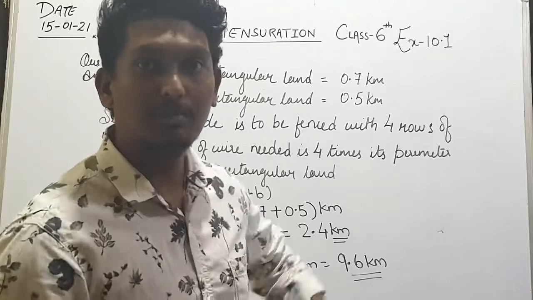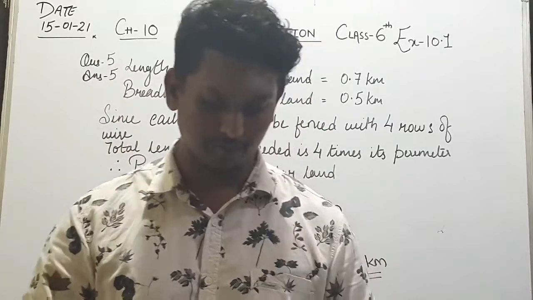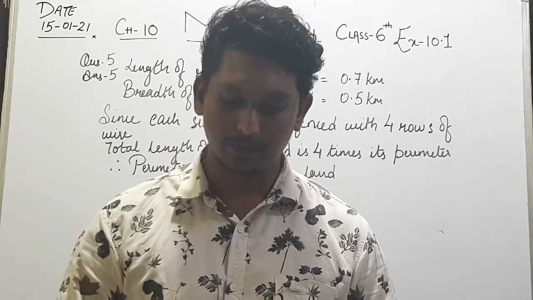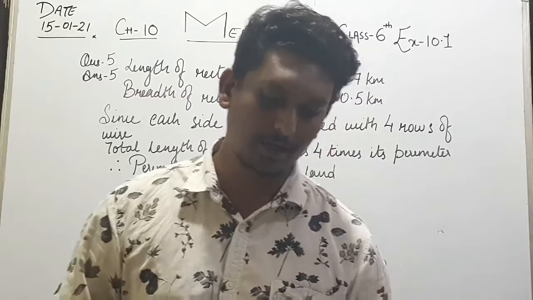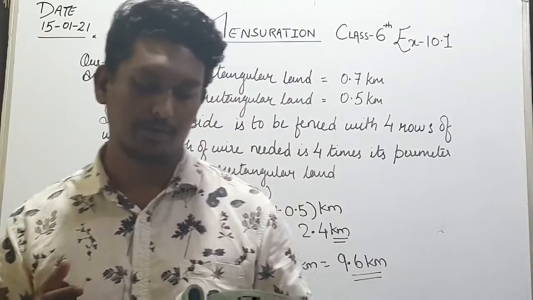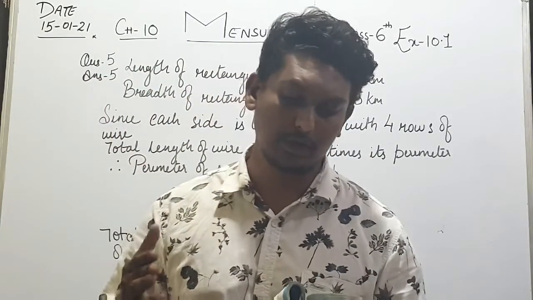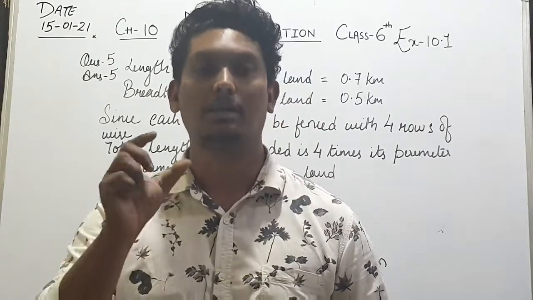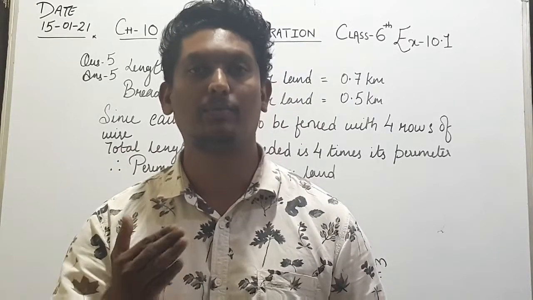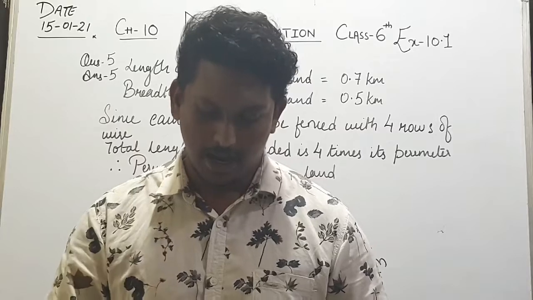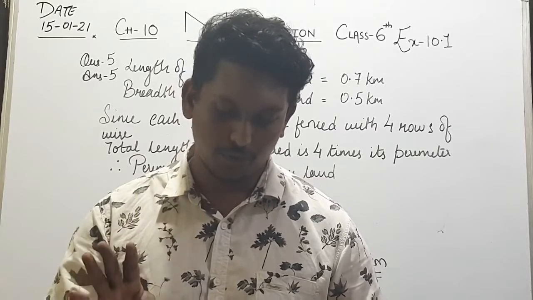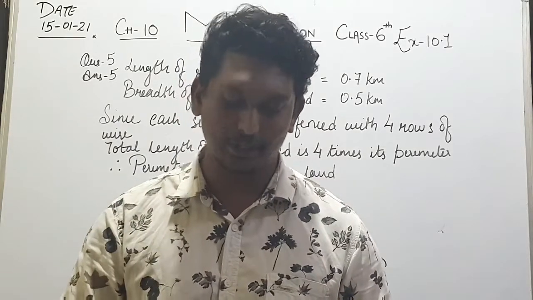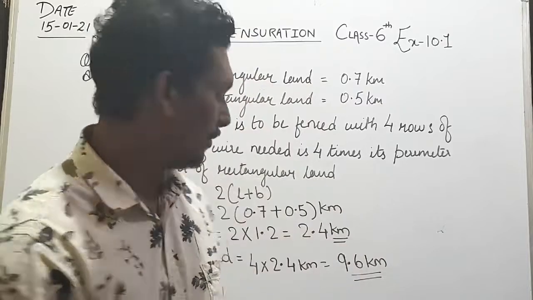Okay, now come to question number 5. I'm just reading the question. A rectangular piece of land is given whose length is 0.7 kilometer by 0.5 kilometer. Each side is to be fenced. The word fenced came, so here we have to find the perimeter. And fencing is to be done with four rows of wire. What is the length of the wire needed? This we have to find out.